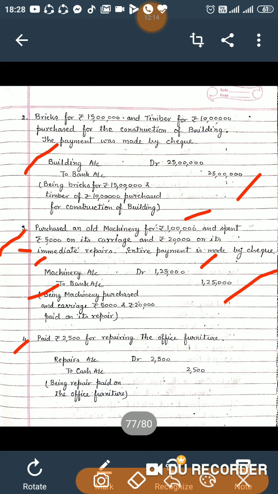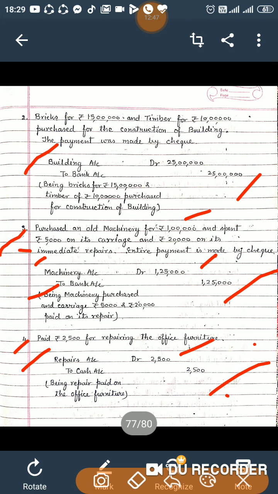Revenue expenditure we have discussed while we were discussing accounting terms. So revenue expenditures are those expenditures which are incurred on day to day expenses. They give you short term benefits. So they will not be capitalized. We will record this repair charges as repair account debited to cash account. Repair is expense. Increase in expenses should be debited, so repair account will be debited.